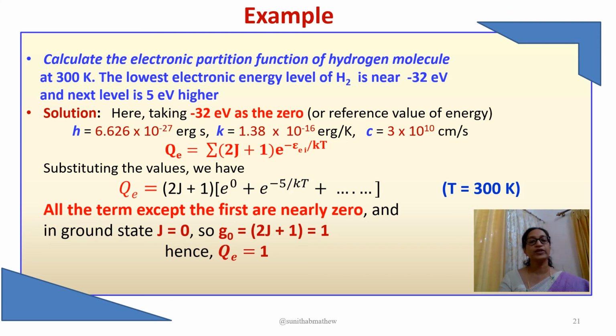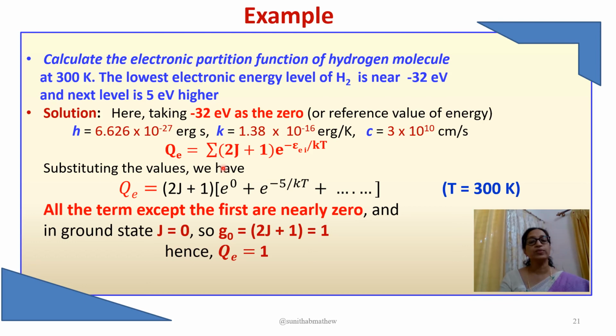Now let's solve a numerical based on electronic partition function. Calculate the electronic partition function of hydrogen molecule at 300 Kelvin. The lowest electronic energy level of hydrogen is near minus 32 electron volt and the next level is 5 electron volt higher. For solving this, we will take the minus 32 electron volt, the ground state, as a reference and take the value as 0. We know the values of Planck constant, Boltzmann constant and velocity of light. We will substitute these in the equation.